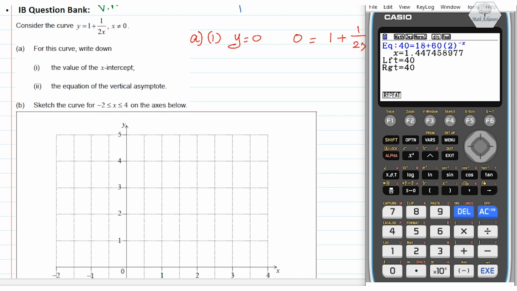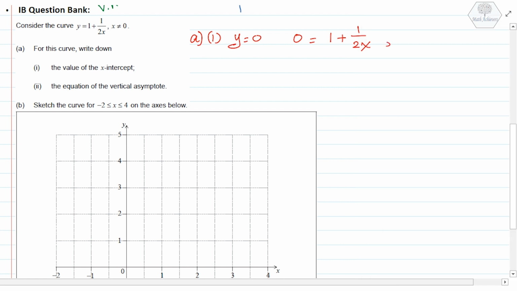I go to the solver, we exit, let's delete all. I have 0 equal to 1 plus 1 over 2x, and I execute. So the value of x is equal to negative half. This is the x-intercept.